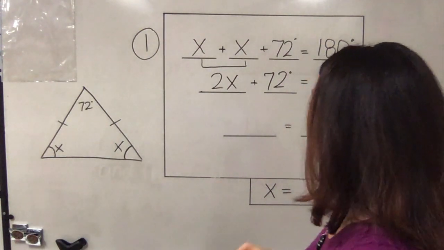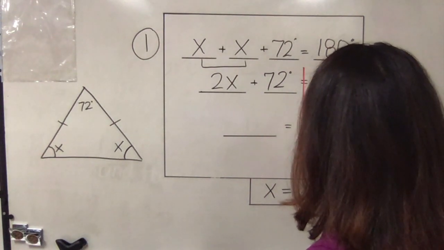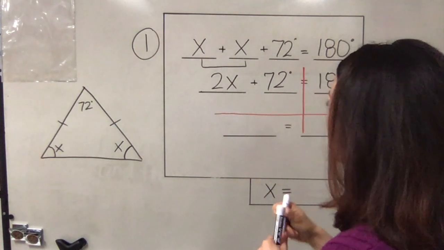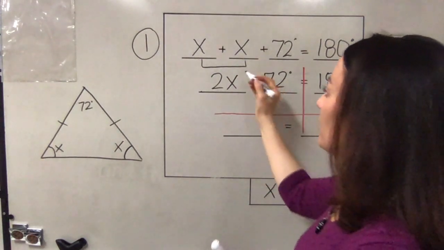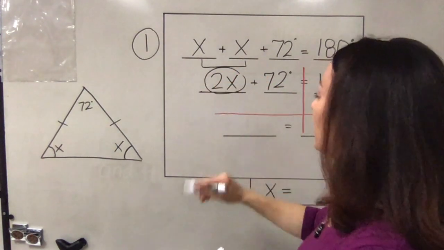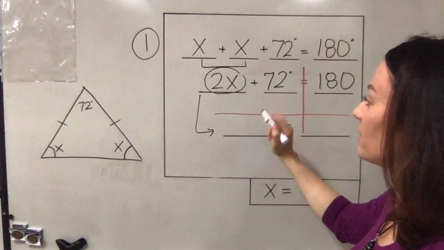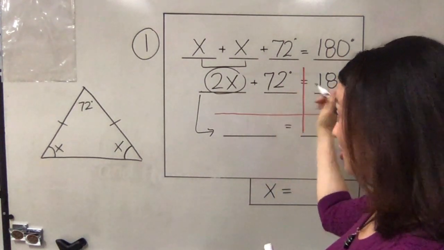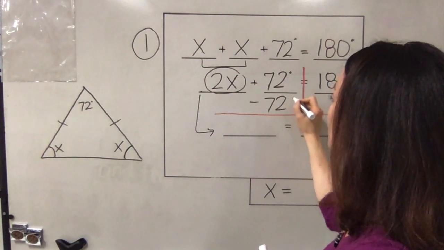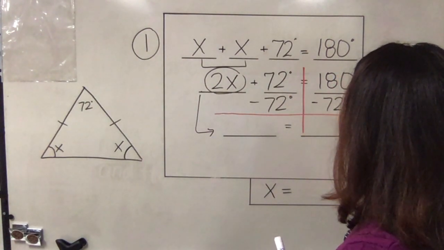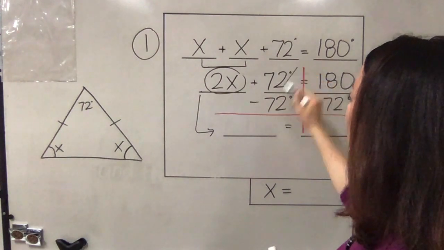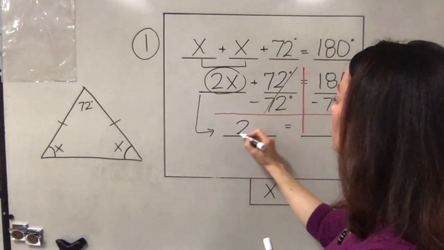Make a T, okay? Great. It might help you to circle 2X because that's what you're going to bring down. What do we do first, though? What's the opposite of positive 72? We're going to subtract, or do negative 72, from both sides. All right. So cross off the 72s, bring down that 2X.